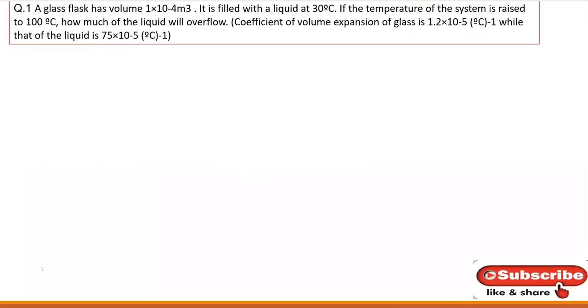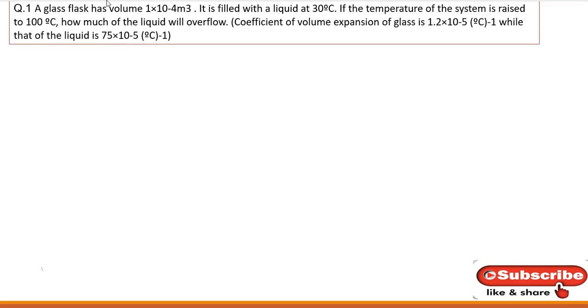Let us start with the first question. A glass flask has a volume of 1 × 10^-4 m³. It is filled with liquid at 30 degrees Celsius. If the temperature of the system is raised to 100 degrees Celsius, how much of the liquid will overflow?